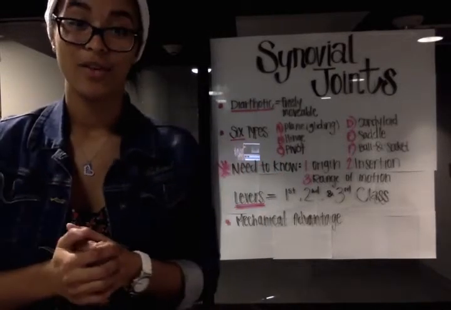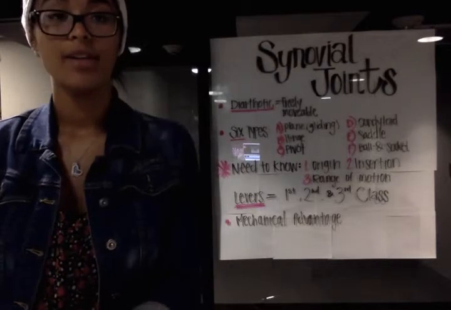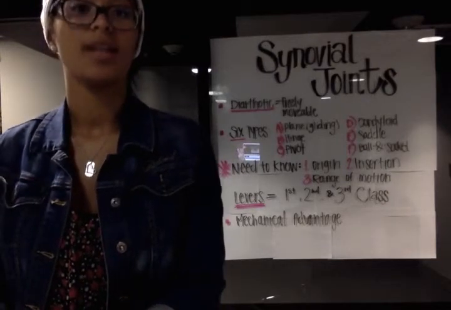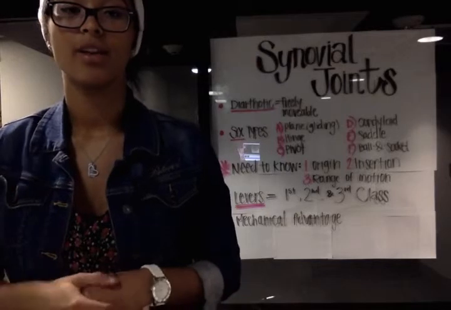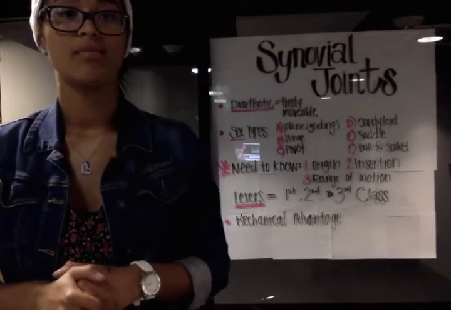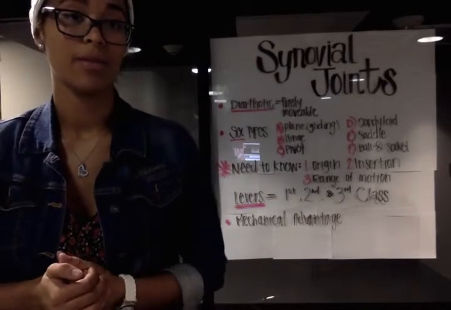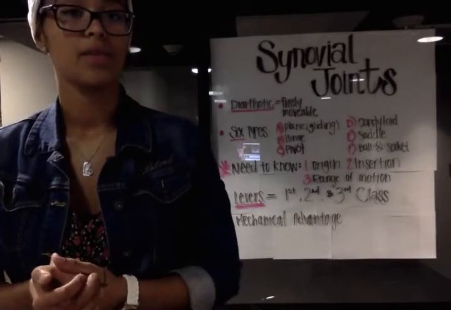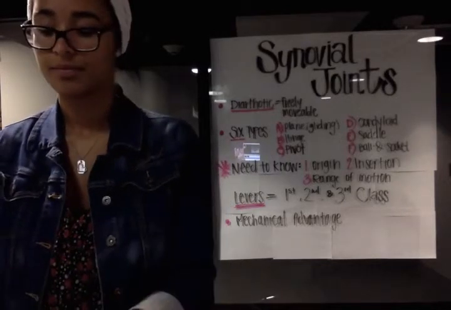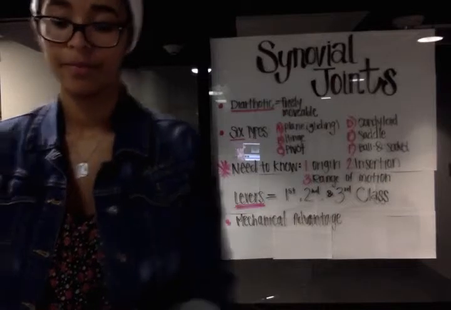Next, we're going to go over levers. A lever is a rigid object that rotates around a fixed point called a fulcrum. A load is what's moving, and it's the weight of the object, for example. An effort is just applied muscle or the applied force to the load.